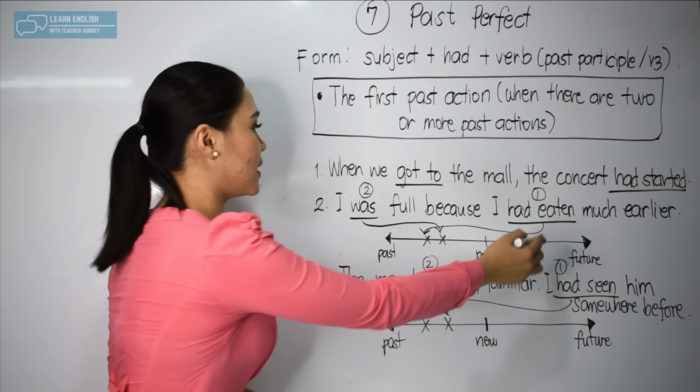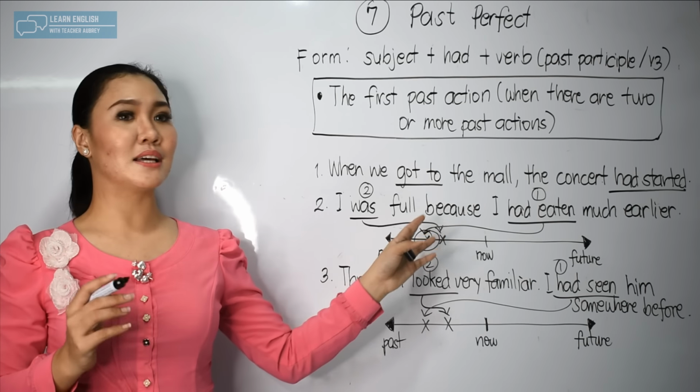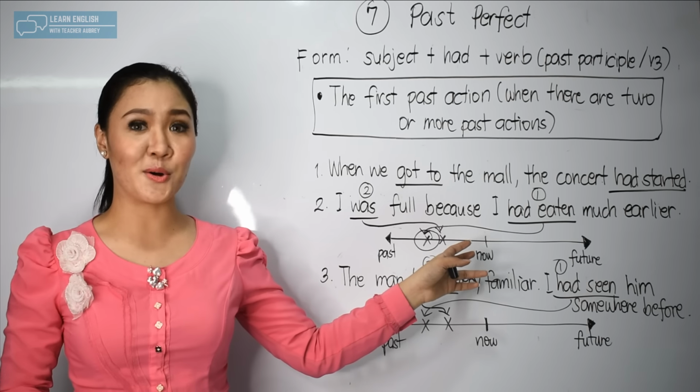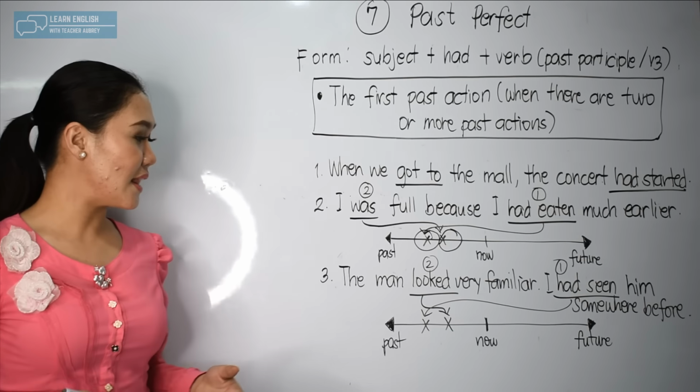Okay? Yan yung unang kilos. Ito siya. Siya yung unang natapos. Nung marami akong nakain kanina umaga, natapos na yun, yung kasunod naman ay busog na ako. Yun yung ikalawang kilos na nangyari. Okay? Now, let's have the last example.